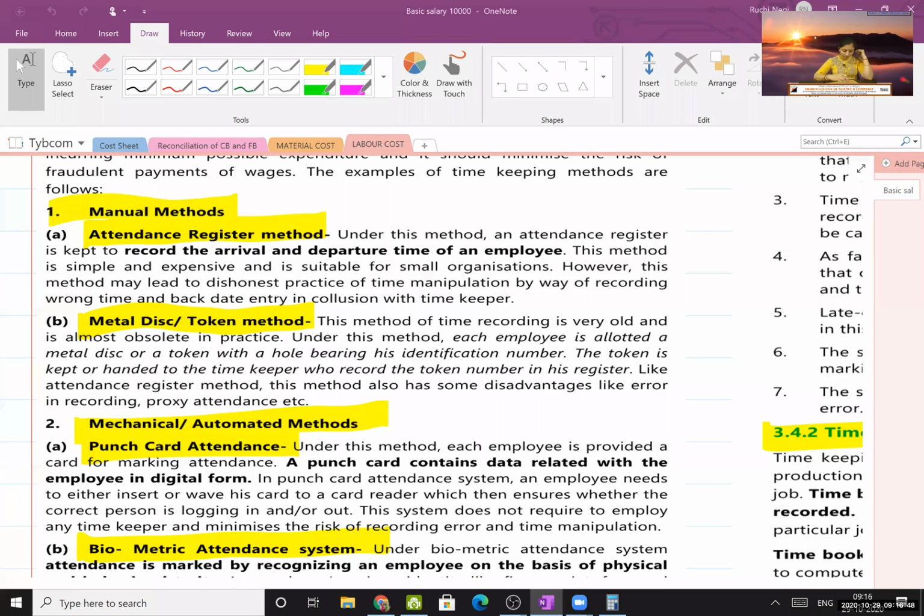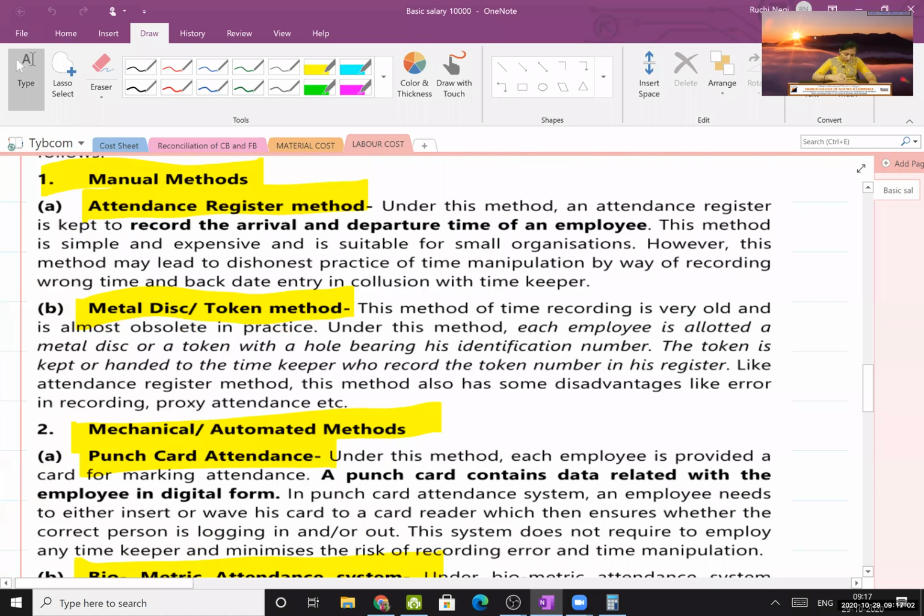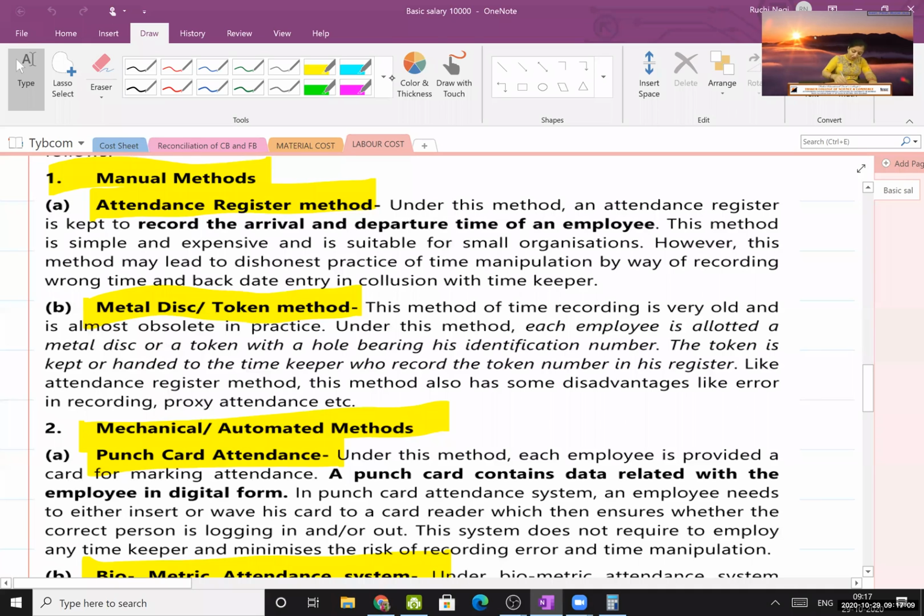This is what I had discussed last time. Then the timekeeping method, where you record only the attendance of the employees. And these are all the manual methods of recording attendance, like maintaining a register and recording the attendance, that is the arrival and the departure time of the employee.